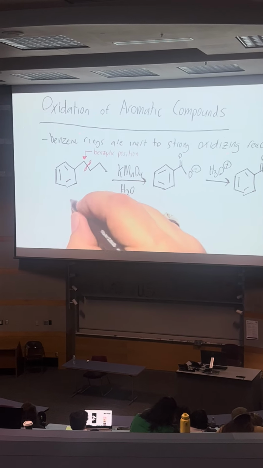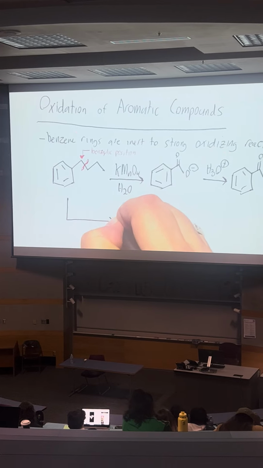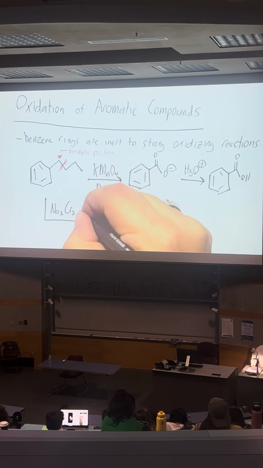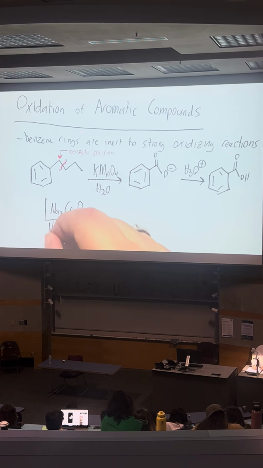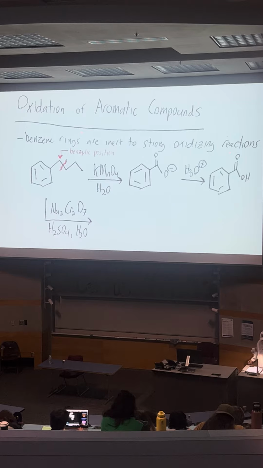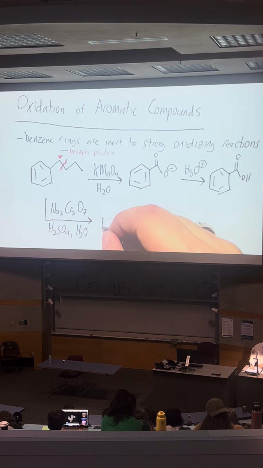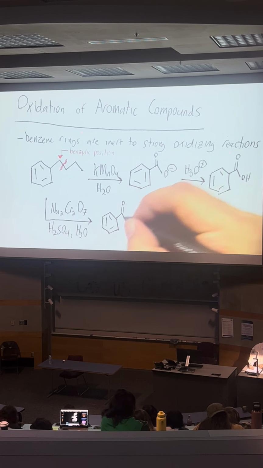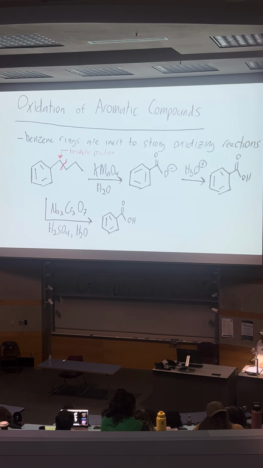Another reagent that can pull this off is sodium chromate and sulfuric acid. This generates the in situ chromium 6, which is kind of nasty stuff. I don't like these kinds of reactions.